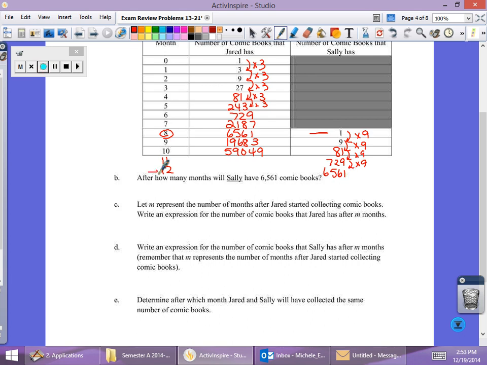But it's not going to take Sally 12 months because remember, Sally didn't start until month 8. So let's see how many times she actually had to do it. Well, from here to here is 1 month. Here's the 2nd month. Here's the 3rd month. And finally here is the 4th month. So it took Sally 4 months to have 6,561 comic books.